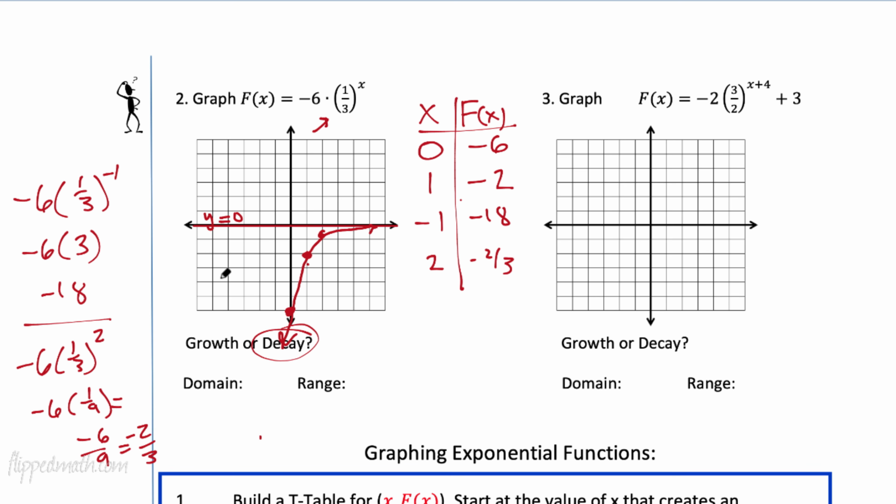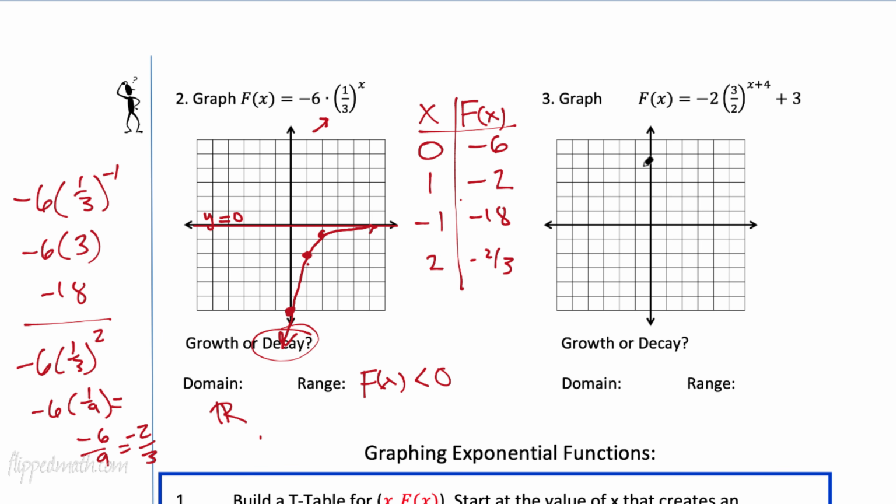The domain here, once again, is all real numbers because all the x values get used. And the range is f of x has to be less than 0 in this because it's going down. So the function is less than 0. All right, one more to do.